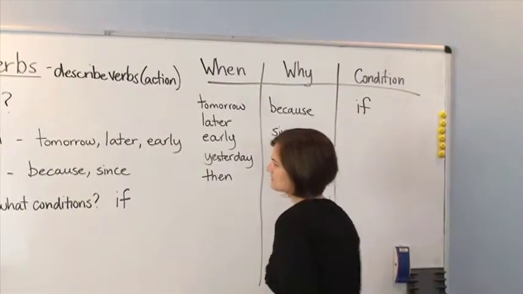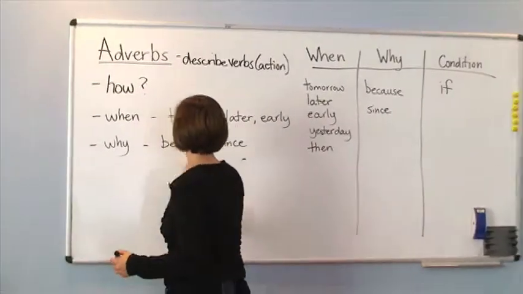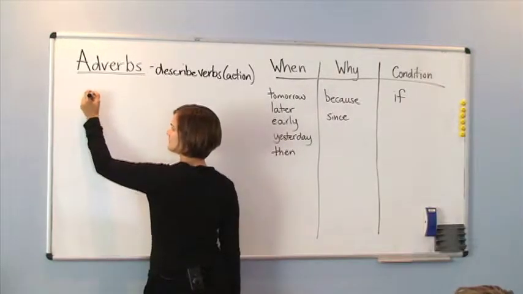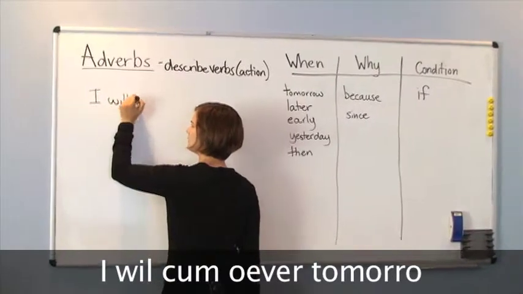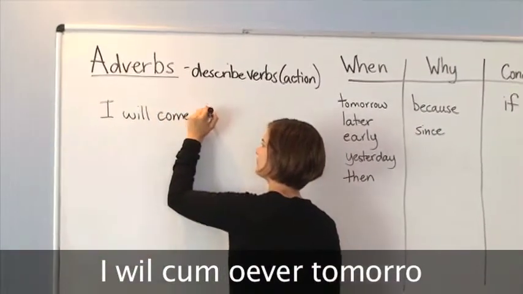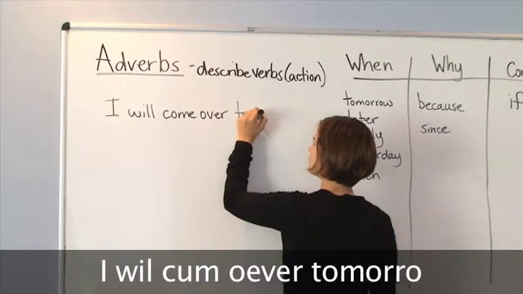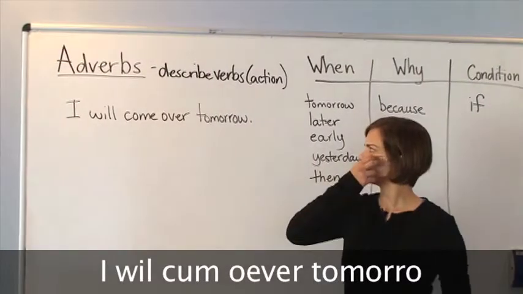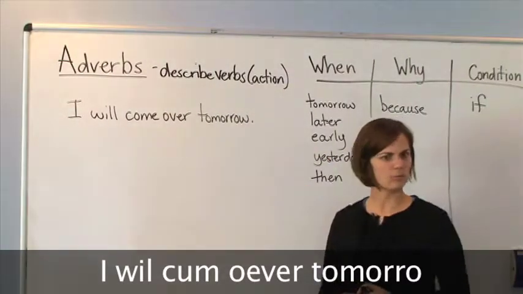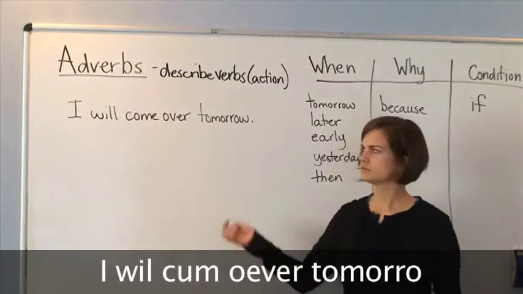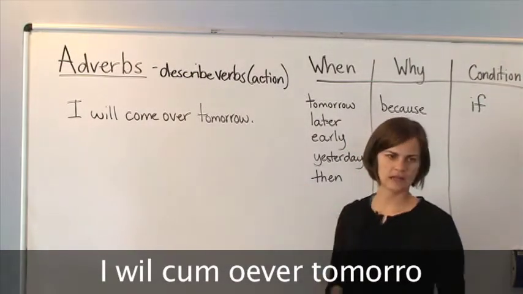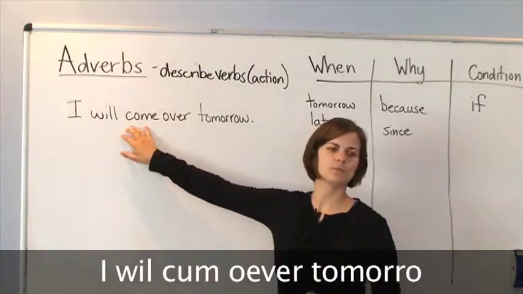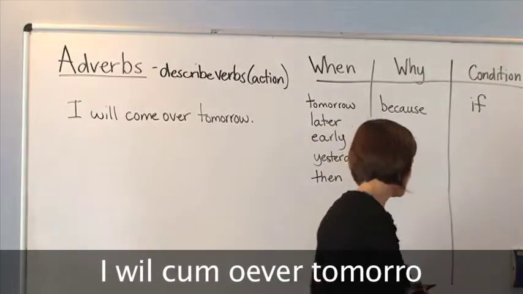I'm going to write down some sentences, and I want you to tell me what question they're answering. So let's look at the first sentence. I will come over tomorrow. What does this answer? So, when will you come over? Tomorrow. Very good. So what is our adverb? Tomorrow. It's telling us when I will come, right? When I will do this action. Okay? Let's try another one.